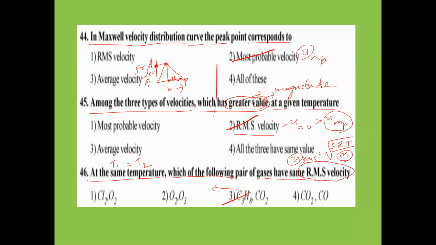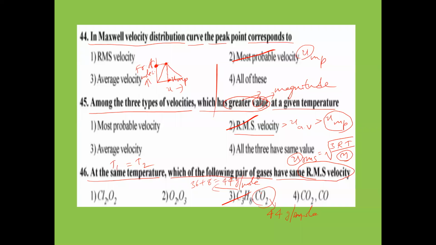It is propane. Here C3 means 12 threes are 36, plus here how many hydrogens? 8. So 36 plus 8, how much? 44. 44 grams per mole is the gram molecular weight of propane. And the CO2 gram molecular weight we know: C 12 plus 32, so 44 grams per mole. So these two gases, propane and CO2, carbon dioxide, have the same molecular masses.